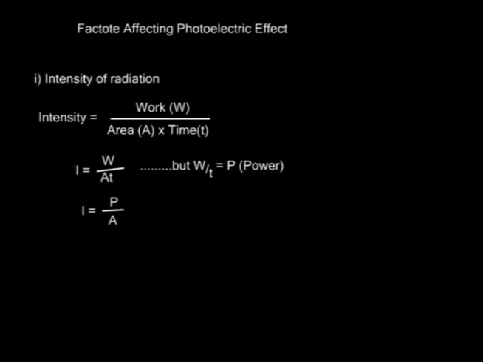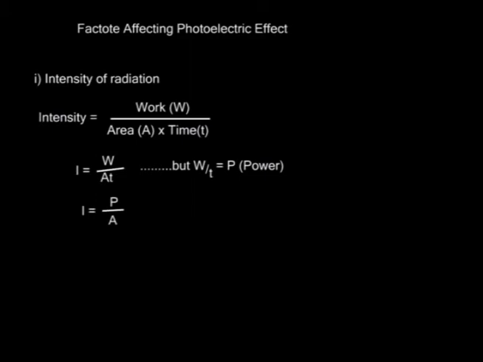Every metal surface has its own minimum frequency of radiation called the threshold frequency f0, below which no photoemission can take place, no matter how intense the radiation is. For example, zinc metal has a threshold frequency of 10.47 times 10 to power 14 hertz. Any radiation with a frequency lower than this cannot therefore eject an electron from zinc plate.